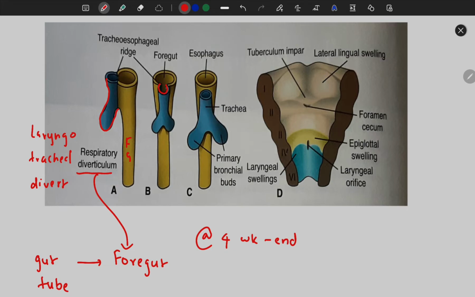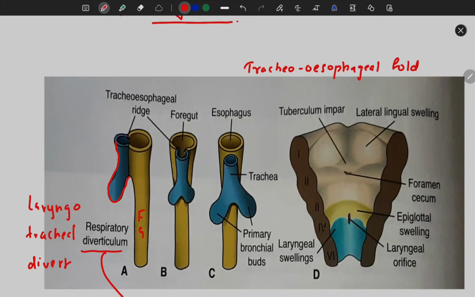So you know that the foregut will be developing into the esophagus and the laryngotracheal diverticulum will form the trachea. So to form an entirely different tube system, a separation must be formed here. So at first, at the junction of these two tubes, the foregut and the laryngotracheal diverticulum, a fold arises here. That is a tracheoesophageal fold.